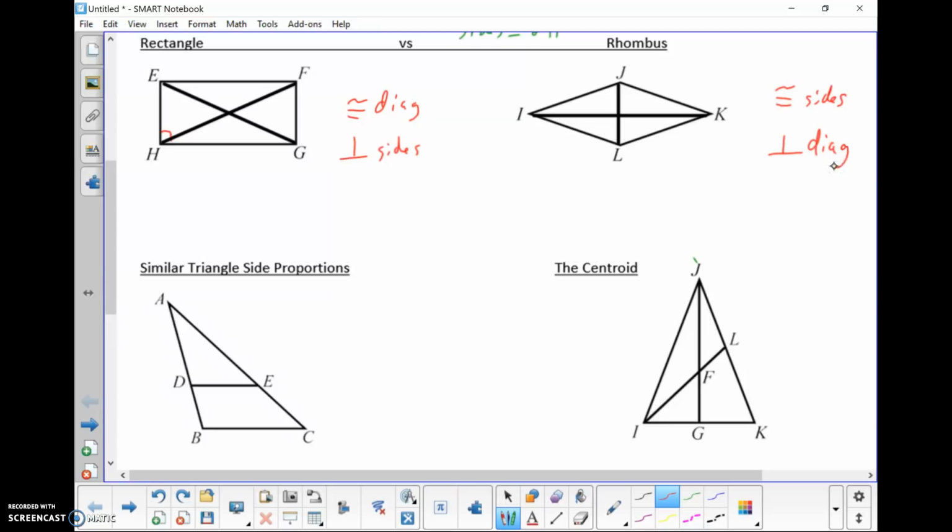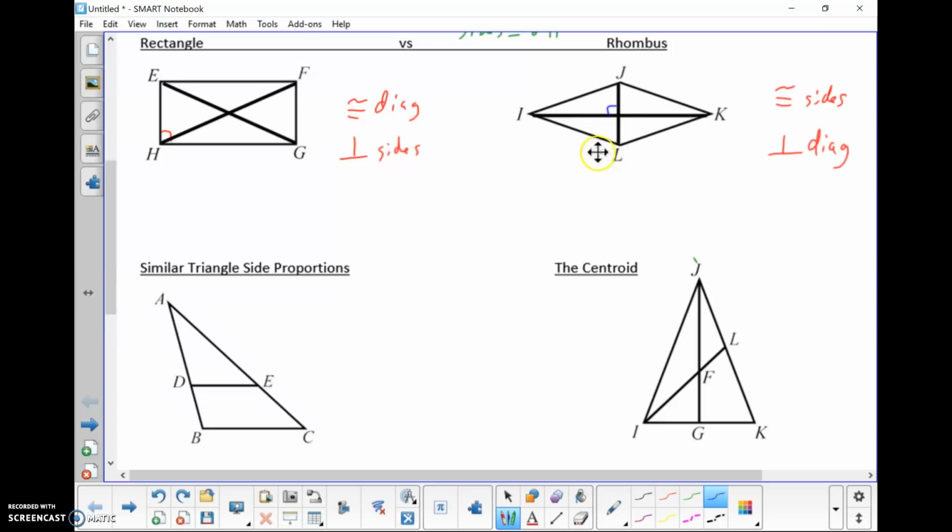And I think it's really helpful to see the opposite nature of these two shapes. What's congruent in one is what's perpendicular in the other. So diagonals congruent, diagonals perpendicular, sides congruent, sides perpendicular. And that's really the key to remembering these things. So they both have right triangles somewhere because they both have something congruent. They both have a lot of the same properties, just in different places.